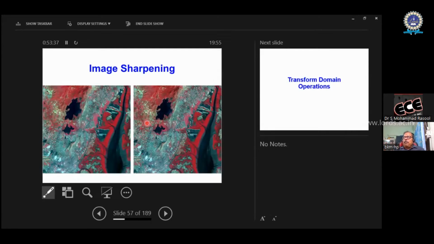Okay, so with the help of the gradient that we calculate, we can sharpen the images. So this is the input image, and this is after sharpening. So there are these spots which are actually buildings or houses. They're all picked up. The land water boundary also is now much crisper.